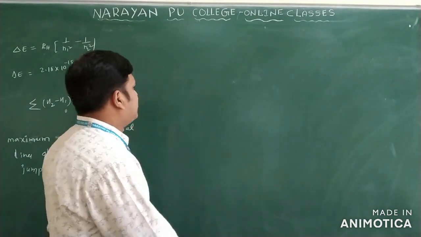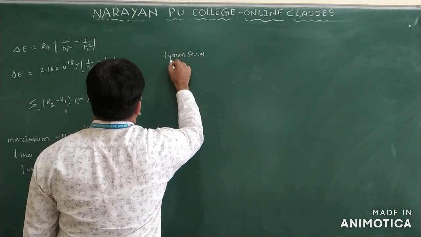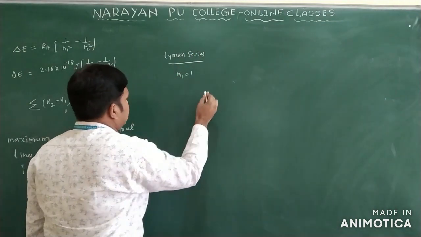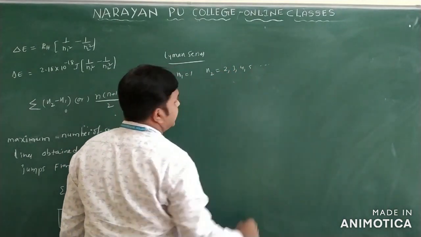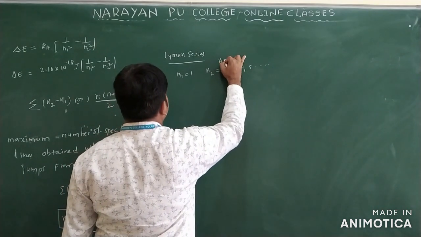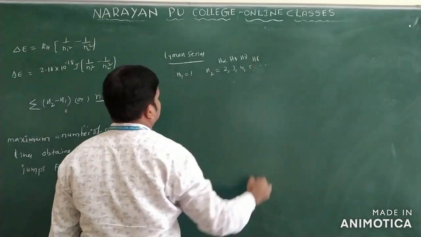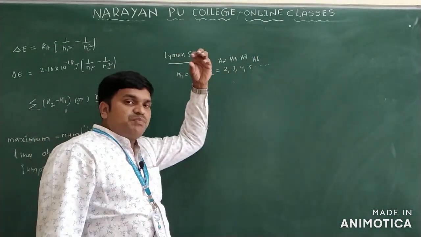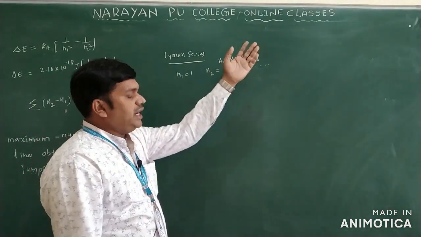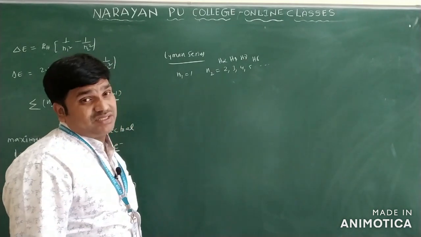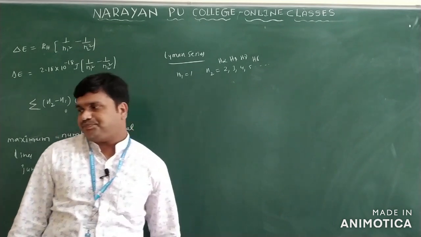If you take the Lyman series, n1 is equal to 1 only. So n2 is equal to 2, 3, 4, 5 and so on. This is H alpha, this is H beta, this is H gamma, this is H delta only. So not only for the Lyman series, whether Balmer series, Brackett series, Pfund series, whatever series you are taking, you can identify the H alpha line, H beta, H gamma, H delta line like this. Now let us see some of the problems on this hydrogen spectrum.